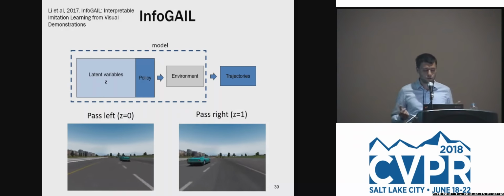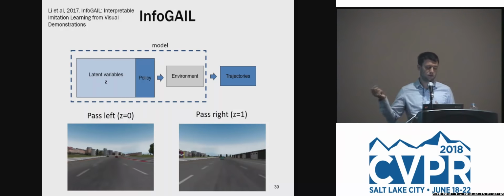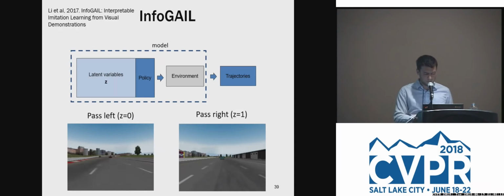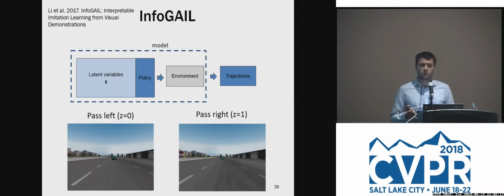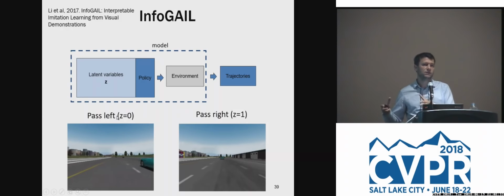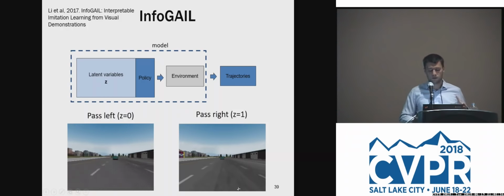What you can do is you can show the model a lot of trajectories in this driving simulator, and then you can try to see what kind of variation you're able to discover in the data. So one of the latent variables that we were able to discover is basically capturing a preference of the driver towards passing on the left or passing on the right. So it turns out that one of these latent variables that we discover by adding this mutual information term is actually capturing whether or not the agent has a preference towards staying on the left or staying on the right.